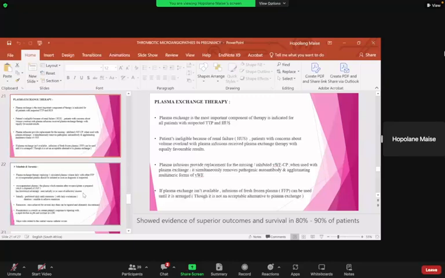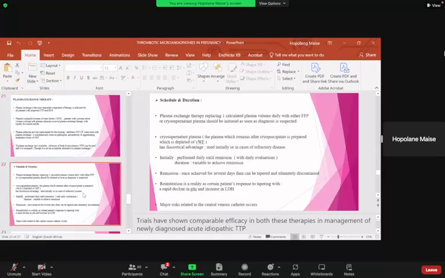Plasma infusions provide replacement for missing or inhibited von Willebrand factor cleaving protease. And when used with plasma exchange, it simultaneously removes pathogenic autoantibody to the factor itself. If plasma exchange is not available, FFP can be used until it is arranged, but it's not an acceptable alternative to plasma exchange itself.